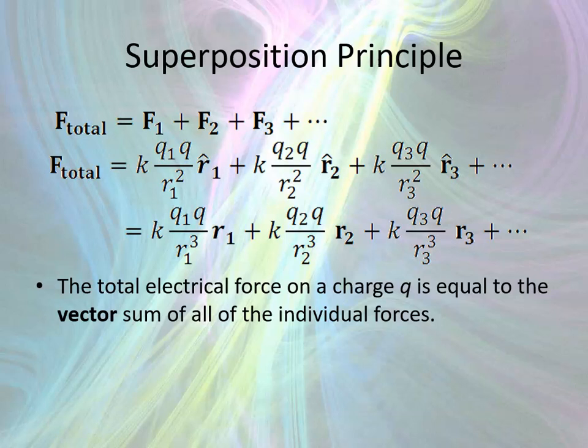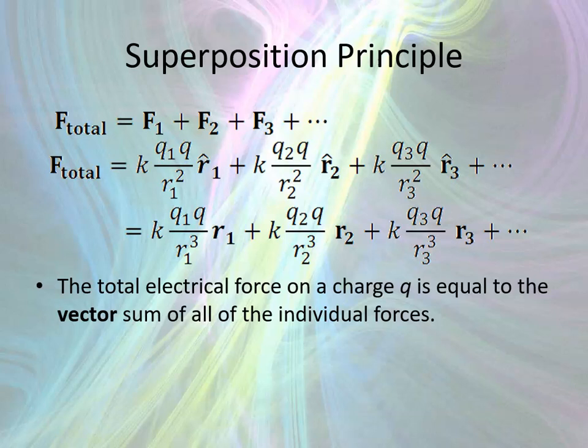So for Coulomb's law, let's say you have a bunch of charges sprinkled around, and you're wondering about the force on some charge Q due to that sprinkling of charge. Well, that would be kq1q over r1 squared times r1 hat plus kq2q over r2 squared times r2 hat, etc., where r1 hat and r2 hat respectively are the unit vectors pointing from charges 1 and 2 to charge q, and r1 and r2 are respectively the distances between charges q1 to q and q2 to q.